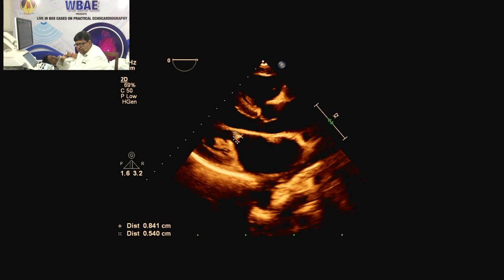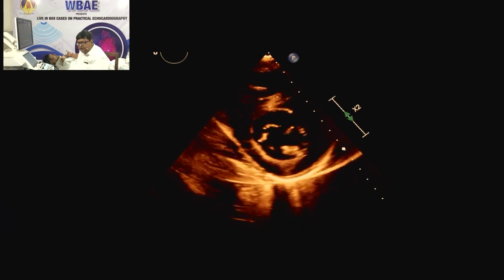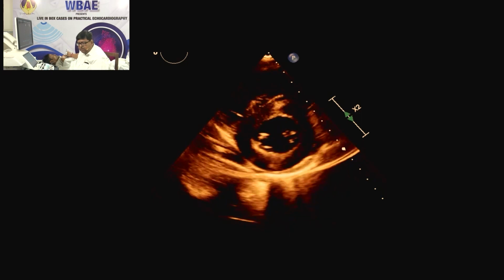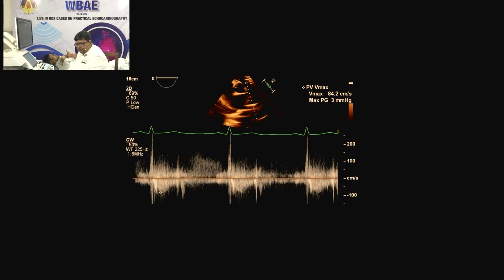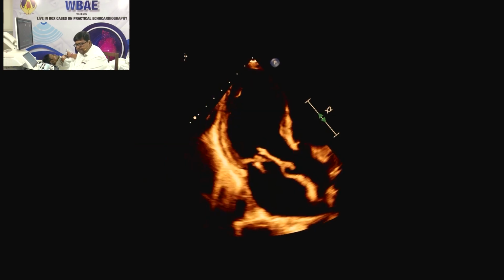The size of the masses we can see, this is the larger mass, it is 1.1 centimeter by 0.7 centimeter, and the smaller one attached to the AML is 0.8 centimeter by 0.5 centimeter. And this is a short axis view where we can see the larger mass just peeping out. These are the Dopplers as we proceed, the transpulmonic. He is having no systolic dysfunction. The LV systolic function is 69% with an LVIDd of 5.6 centimeter. So it's just a high normal LV cavity.